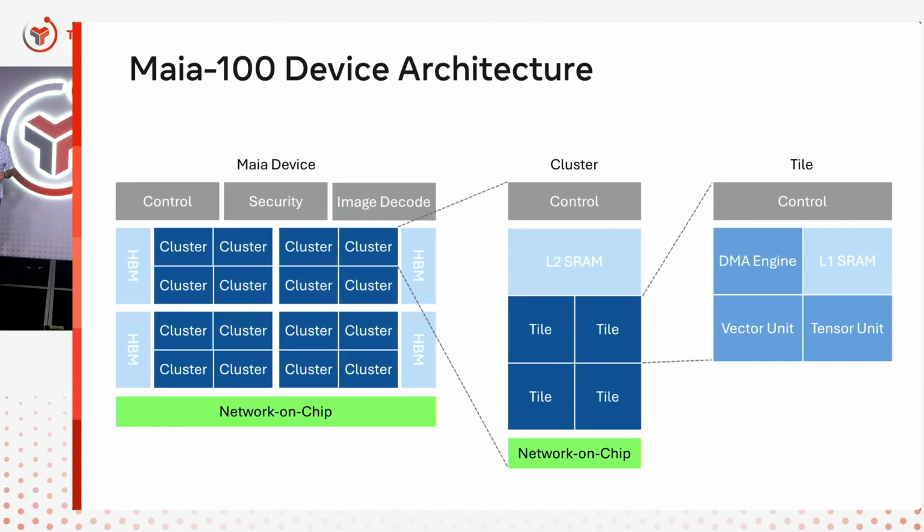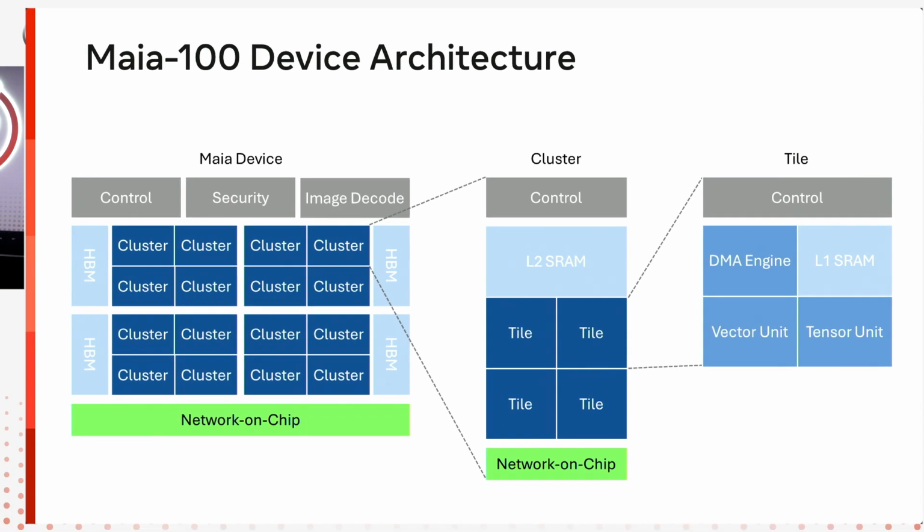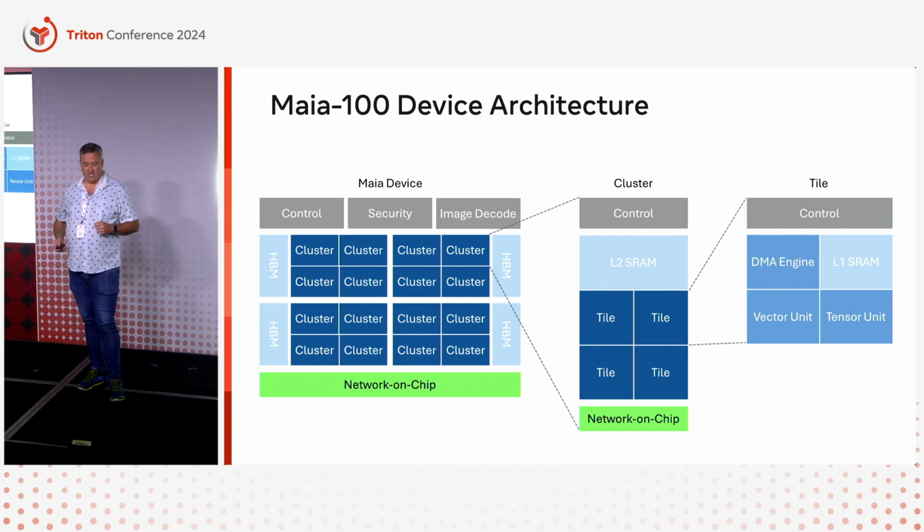MAIA is composed of 16 clusters, a control block, a security block, image decode, HBM, scratch pads, and networks on a chip. Drilling into the cluster, you can see that we have a control block, we have an L2 SRAM scratch pad, and we have 4 tiles and a network on chip again. And inside of the tile, which is something that the Triton developer on MAIA does not directly control, there's a DMA engine, L1 SRAM, a vector unit, and a tensor unit. We call the vector unit the TVP, and the tensor unit the TTU on the chip.